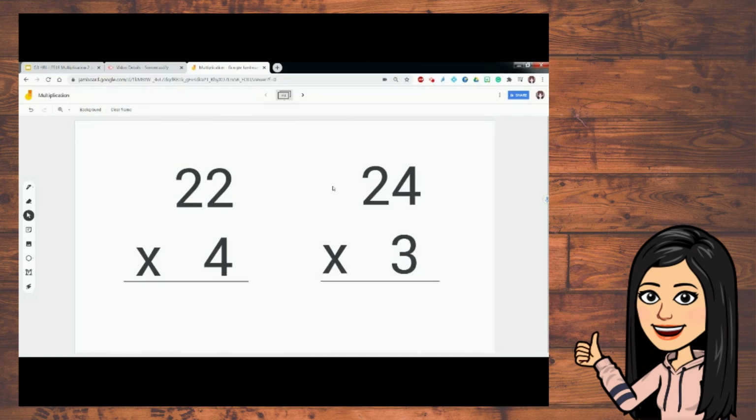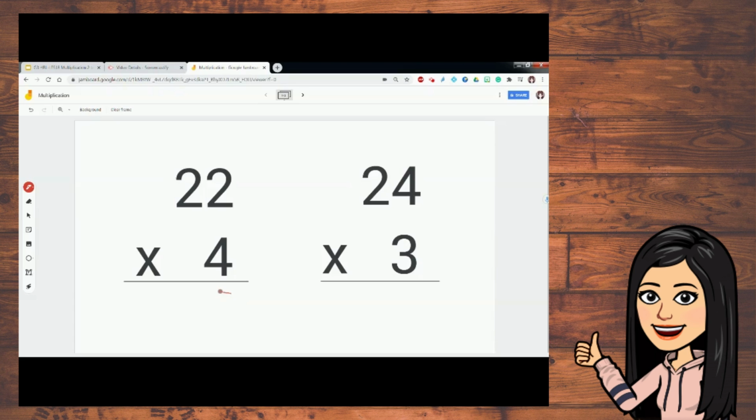Okay? Now let's try to answer these 2 multiplication sentences. Let's start with the first one, which is 22 times 4. First step, we have to multiply the digits on the bottom to the digits on the top. So we have 4 on the bottom and we have to multiply 4 to 2 and 2. Okay? So let's start with the digit under the ones place. So 4 times 2 is equals to.